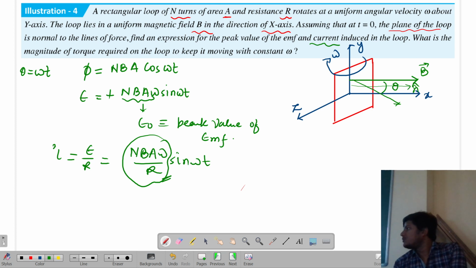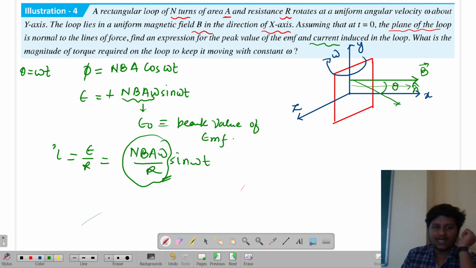Initially at t is equal to 0, what was the total flux from the system? Maximum. Yes or no? Then it starts to decrease because cos theta decreases after time. So what is the meaning of that? That initially, do you require some kind of force to rotate it or not?